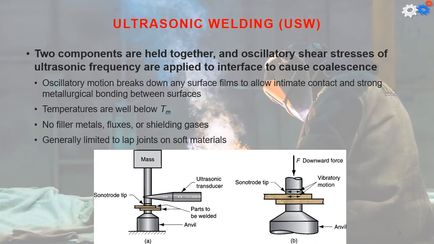In ultrasonic welding, the two components are held together and oscillatory shear stresses of ultrasonic frequency are applied to the interface to cause coalescence. The oscillatory motion breaks down any surface films to allow intimate contact and strong metallurgical bonding between the surfaces. Temperatures are well below the melting temperature. No filler metals, fluxes, or shielding gases are used, and it is generally limited to lap joints on soft materials.